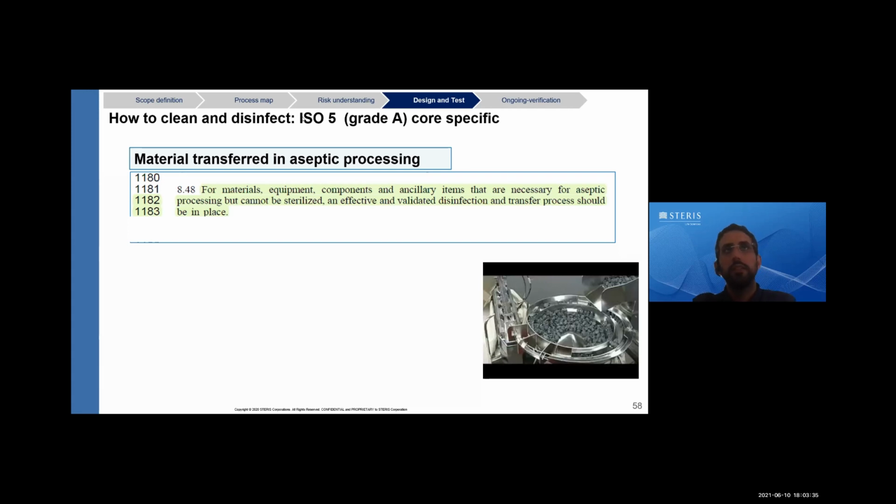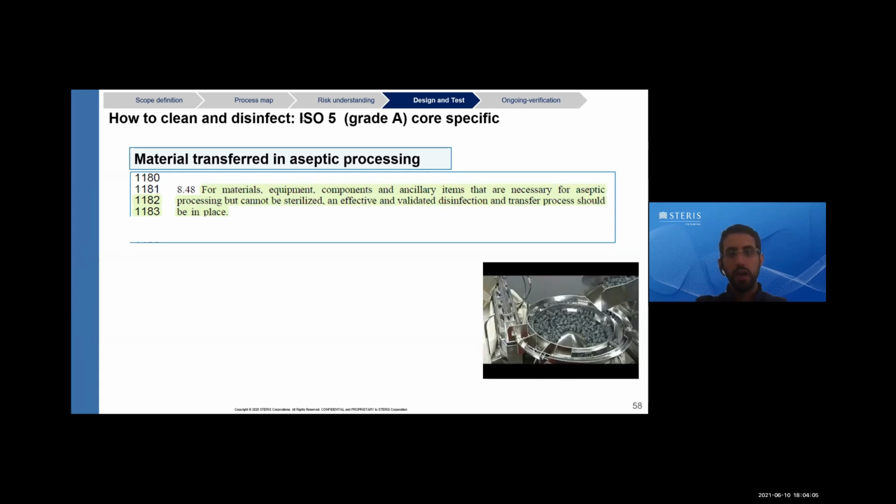So now we will look at the ISO 5 core. So that's grade A, but also grade B area, and the cleaning of those materials. The first thing to look at is that anything entering into an aseptic area needs to be either sterile or adequately disinfected if it cannot withstand a sterilization process.